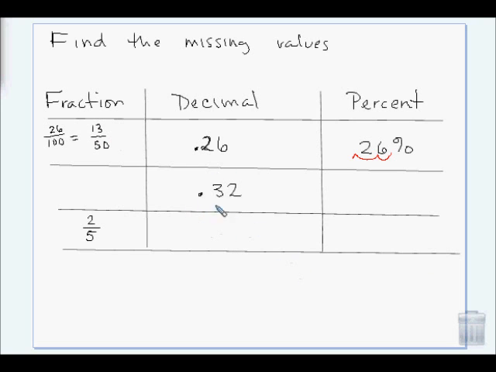If I'm going to put this decimal into a fraction, I'm going to put it over 100. And both of these will divide by 4. So I get 8 over 25. Or you could divide by 2 and then divide by 2 again. To turn a decimal to percent, I move 2 decimal places to the right. So it's 32%.